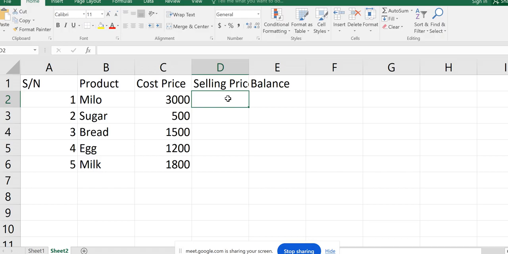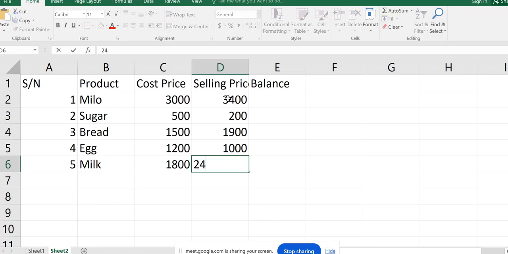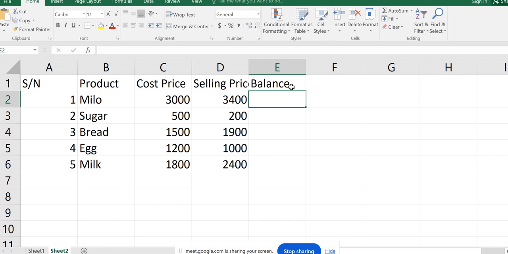Let's say selling price for this. Probably they sold it for 3.4. The sugar probably they sold it for 200. I'm just using an example. Bread sold for probably 1.9. Just an example. Egg 1,000. Then this let's say 2.4. So now we're going to run calculations here.